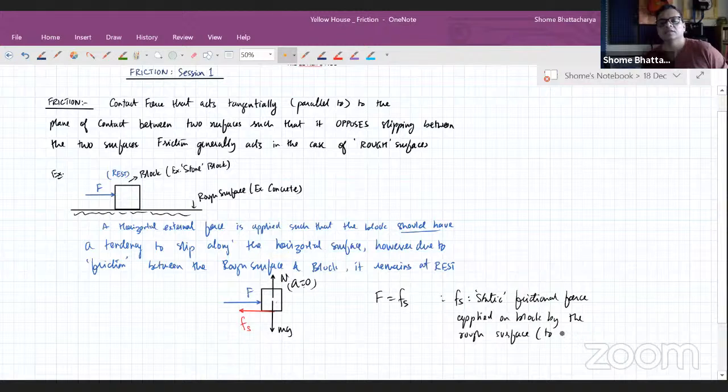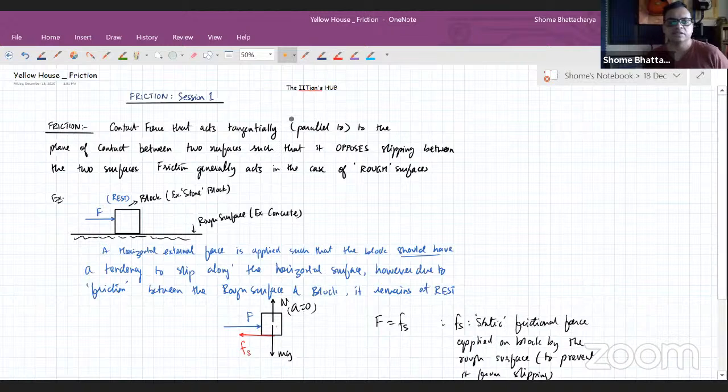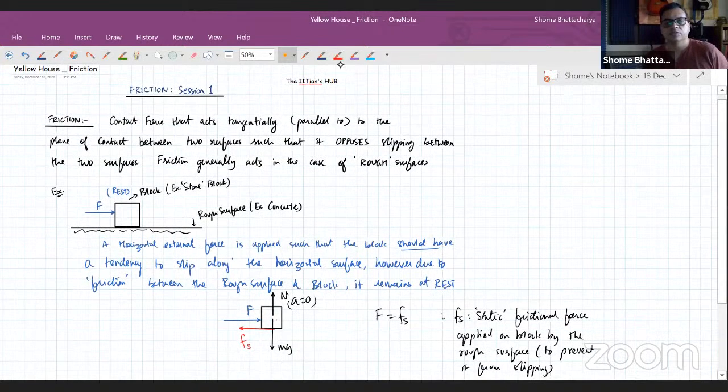Okay. So it's acting in such a way that it is able to prevent it from slipping or sliding along the surface. Okay. So this is an example of what we call static friction. We will see later that there are two types of friction, static friction and kinetic friction. But just first go through this section and make sure you understand everything, including the free body diagram of the block.